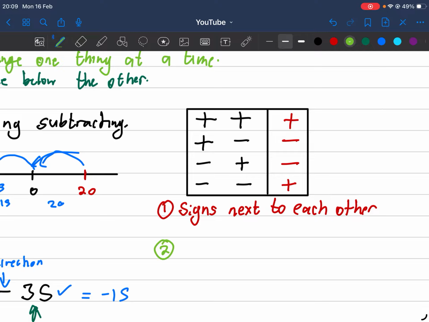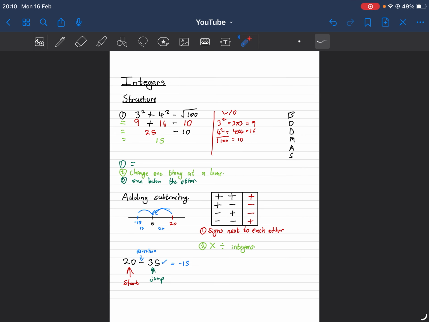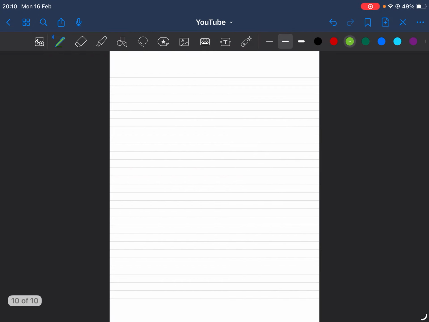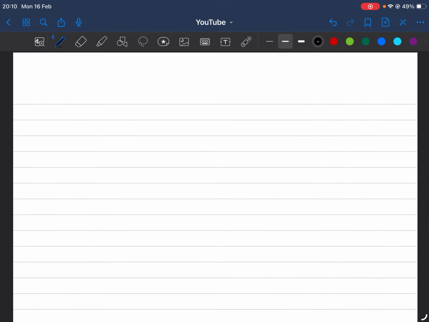Or number two, when you are multiplying or dividing integers, then we'll need to use this table. This table simply says if you've got a positive and a positive, your answer is positive. Or if you've got a negative and a positive, your answer is negative. Or a negative and a negative, your answer is going to be positive. So this table you need to know by heart. Now, let's forget about these rules for a second. We're going to keep them in mind, but let's just move away and start practicing them. Now let's practice them and see if they actually start to make sense.